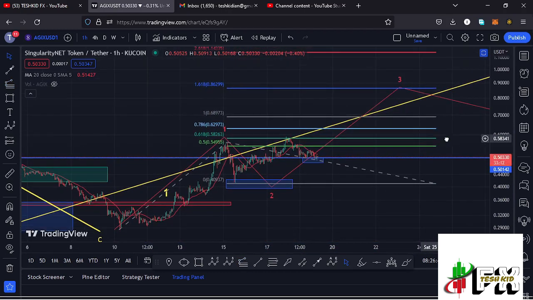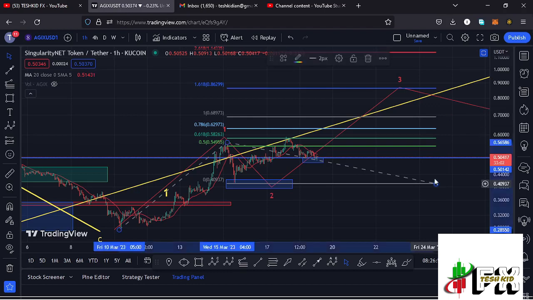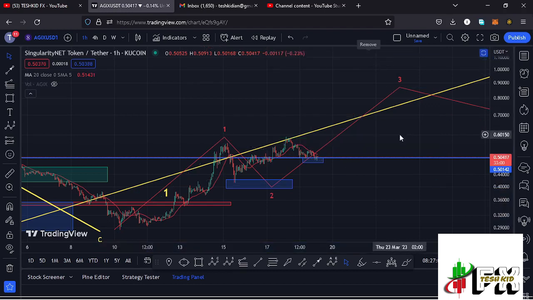That gives me a minimum target area to the upside in the formation of that wave 3 at the Fib level 1.618, and that is at around the $0.86299 mark, and that is the minimum that I'm expecting AGX to do in the formation of that wave 3.